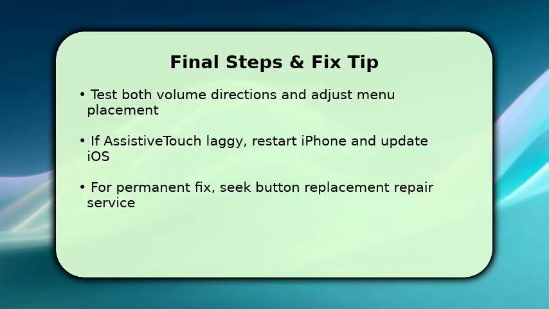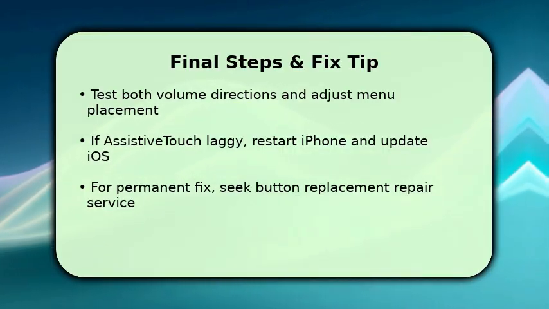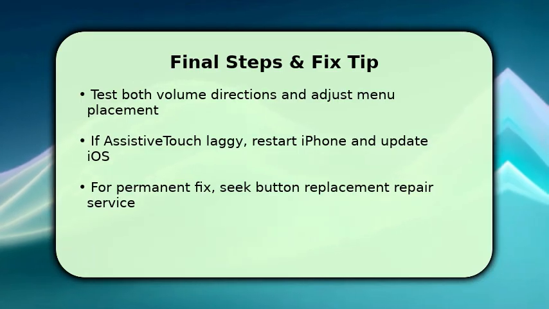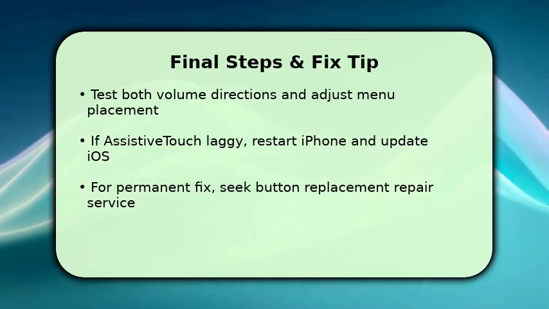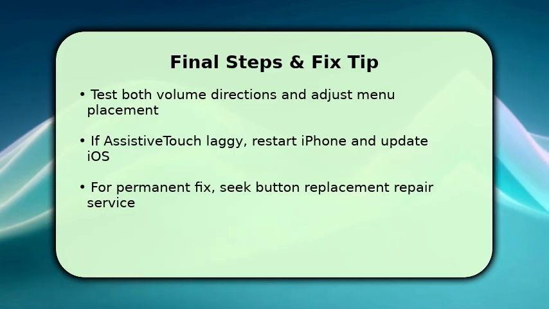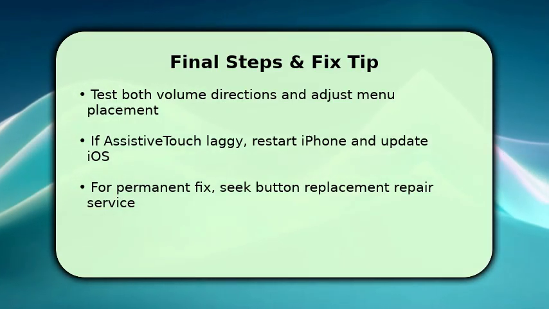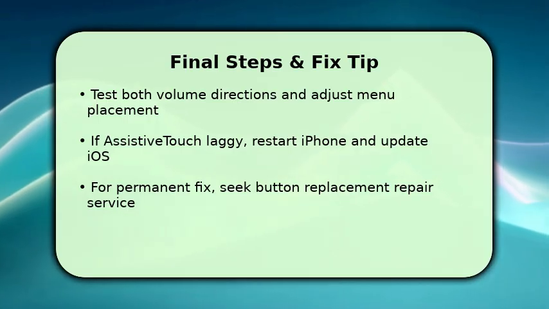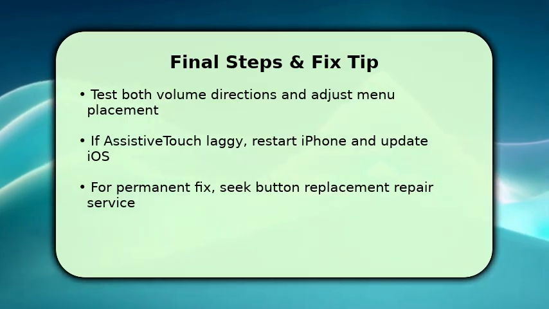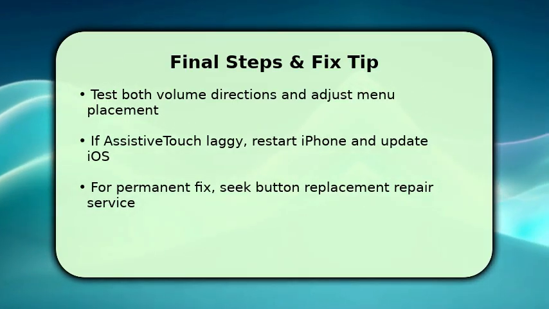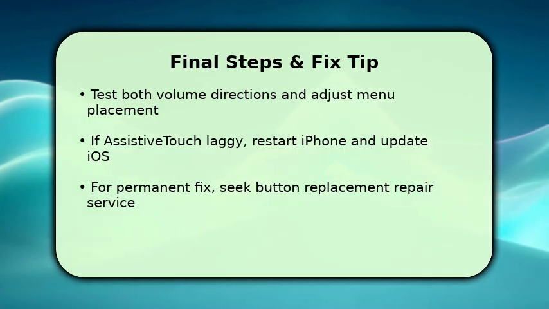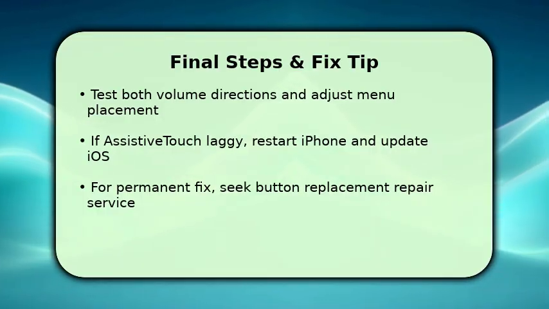Move the floating button to an unobtrusive corner so it doesn't block content, and make sure the assigned taps respond reliably. If assistive touch seems slow or unreliable, restart your iPhone and check for an iOS update. That often fixes glitches. If you want a hardware restoration instead, contact a certified repair service to replace the damaged volume button. This restores physical control permanently.